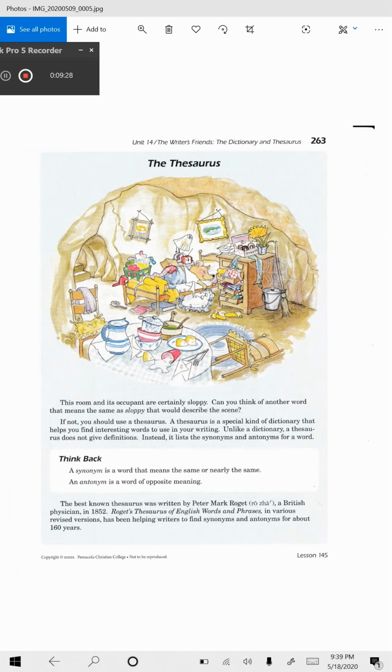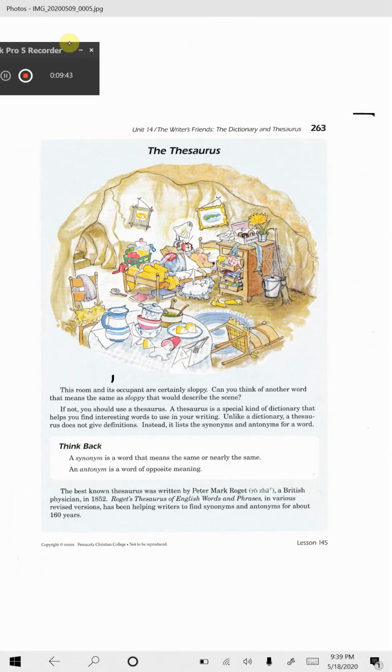So here we have a picture of a messy little home here. This room and its occupant are certainly sloppy. Can you think of another word that means the same as sloppy that would describe the scene? And we already looked at some words, which I've come to the conclusion I now love the word frowsy. Just a cool word, isn't it? If not, use your thesaurus, which we did.